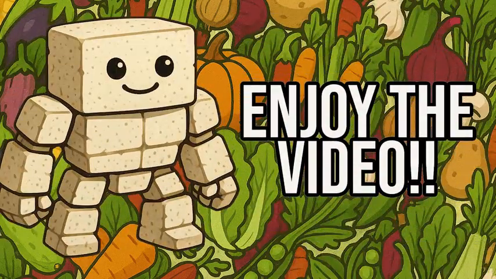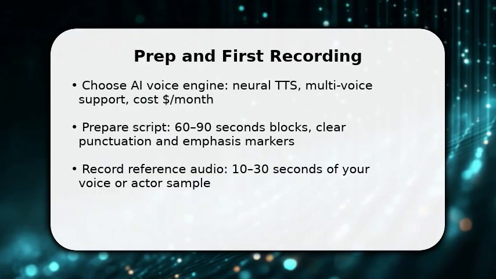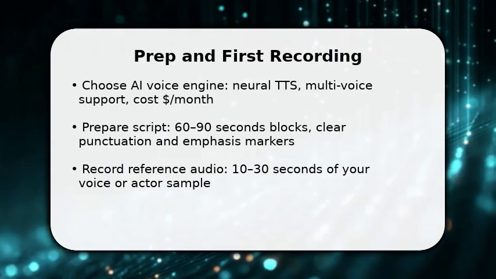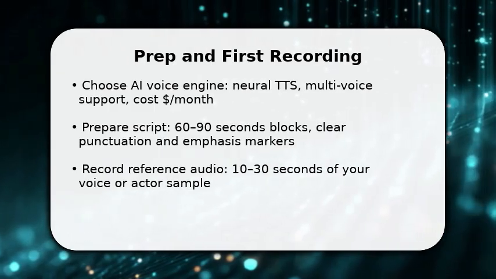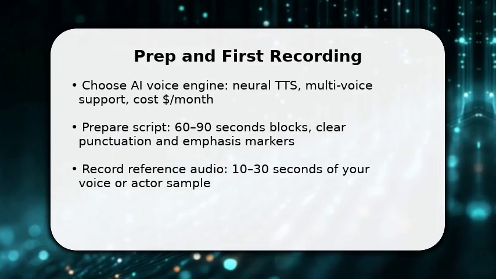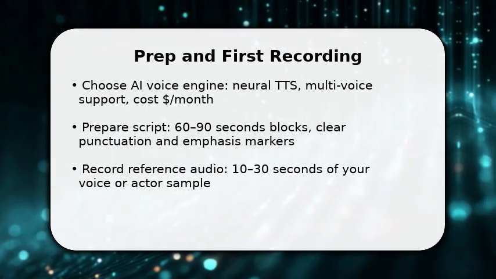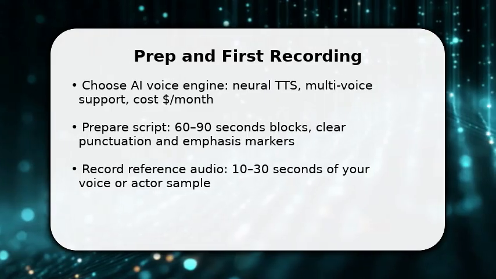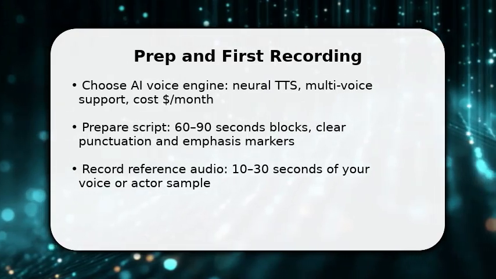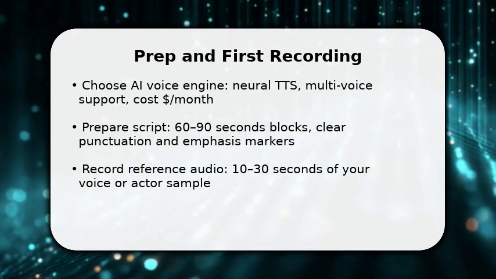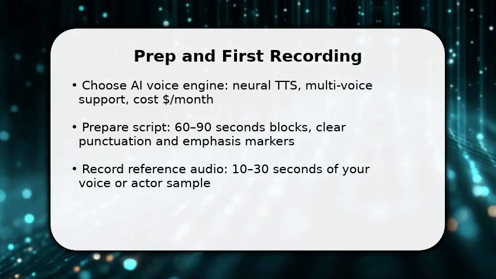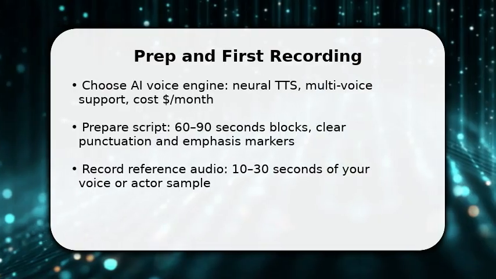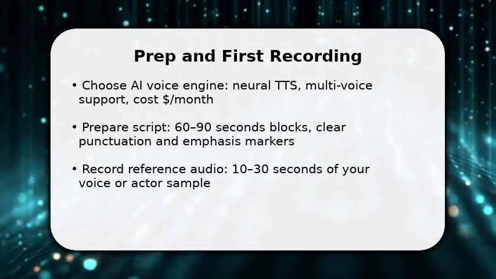Please enjoy the video. You start by selecting an AI voice engine that matches tone and budget. Pick Neural TTS for natural prosody. Once chosen, prepare short script blocks of 60 to 90 seconds so the model handles phrasing well, and mark emphasis or pauses. Next, record a 10 to 30 second reference sample if the system supports voice cloning. This improves match and emotion.